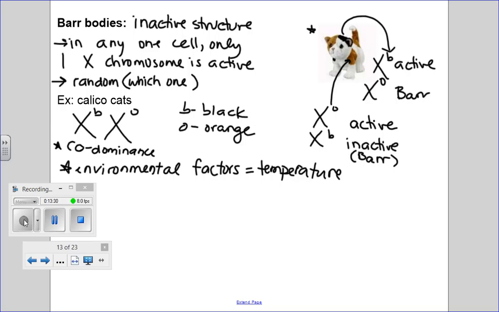Does anyone want to ask any questions about this example? Yes.